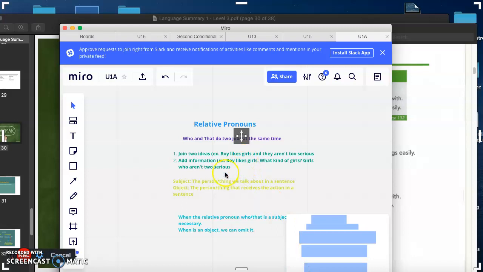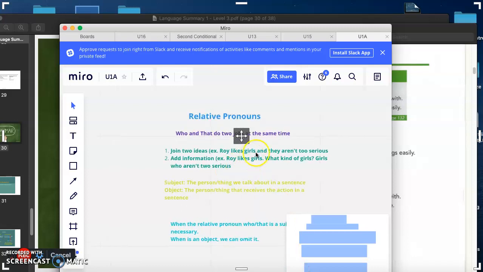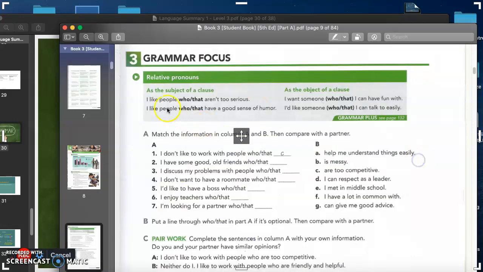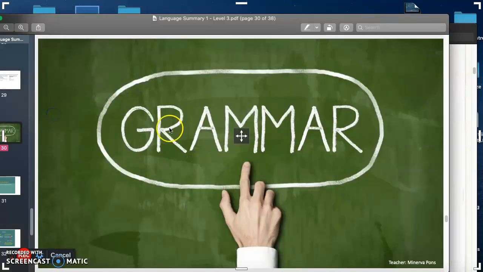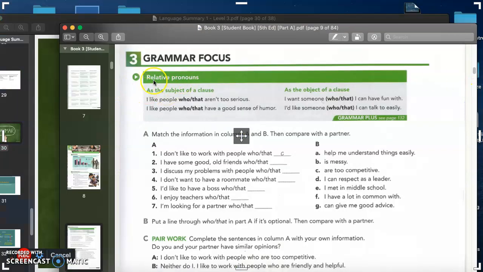So in here we have, remember that the subject in a sentence is the person or the object that we talk about. But then the object of a clause or a sentence is the person or the object that receives the action in the sentence. So here we're going to talk about relative pronouns, who and that.